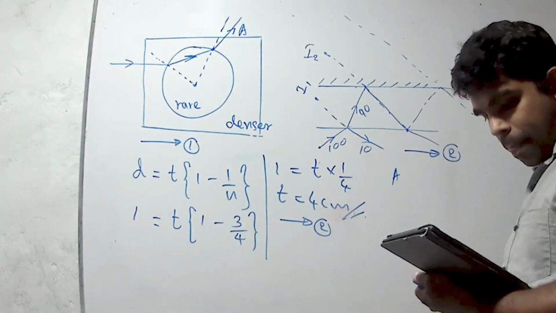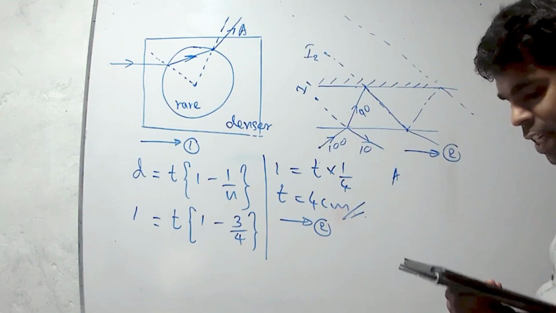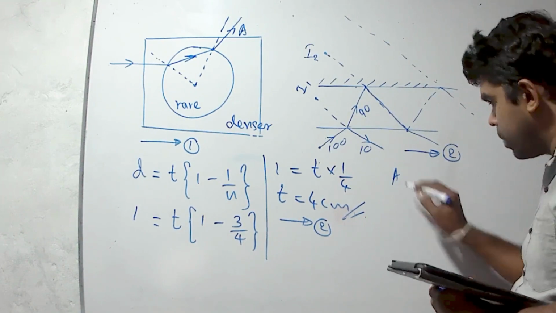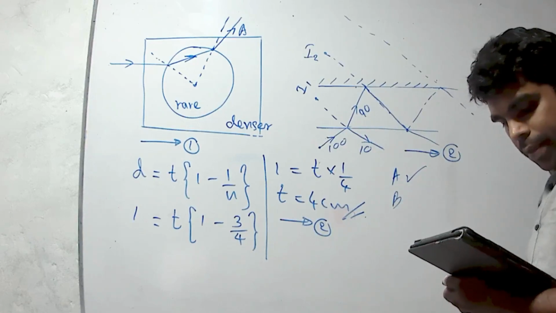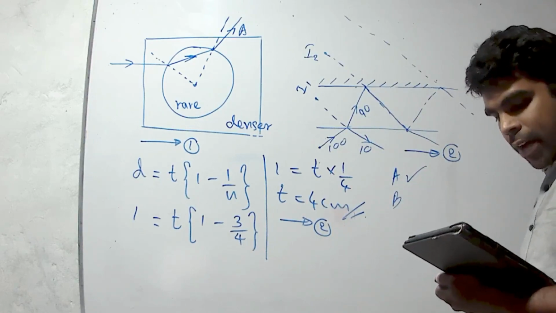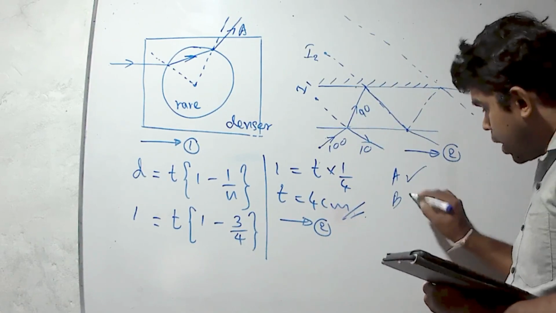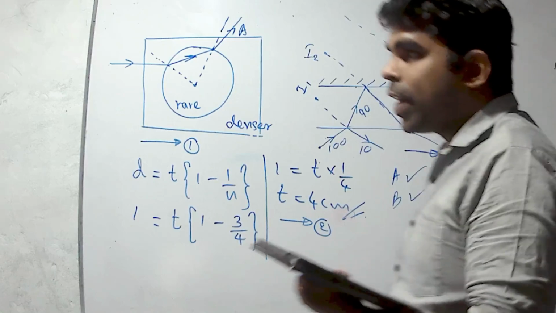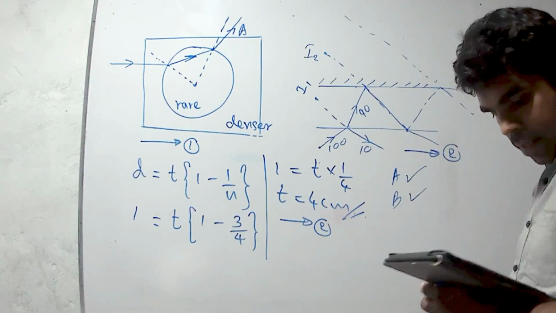Statement A. The refractive index of a medium is equal to the ratio of the speed of light in vacuum divided by the speed of light in the medium. Yes, it is correct. Then B. As light travels from one medium to another, its frequency does not change. It's also correct. We know that frequency depends only on the source, it does not depend on the medium.